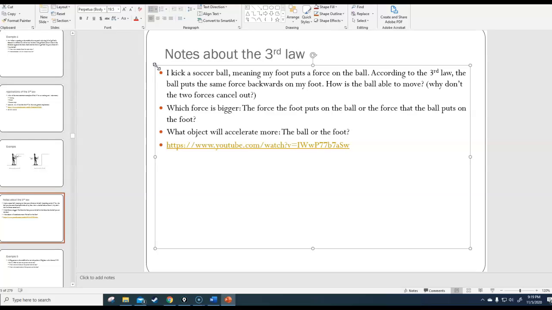Well, hopefully you got that correct. We've talked about equal and opposite forces this whole video, and so those two forces are actually equal. Neither one of them is bigger. The force that the foot puts on the ball is the same size as the force that the ball puts on the foot. One last question. Think about this carefully. Which object is going to accelerate more, the ball or the foot? The answer here is the ball. And the reason that the ball accelerates more is because the ball has less mass than your body, which your foot is attached to. And so I don't want you to think that just because the forces are equal and opposite, that does not mean they have the same outcomes.